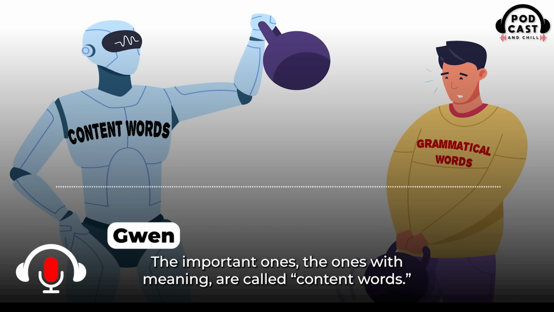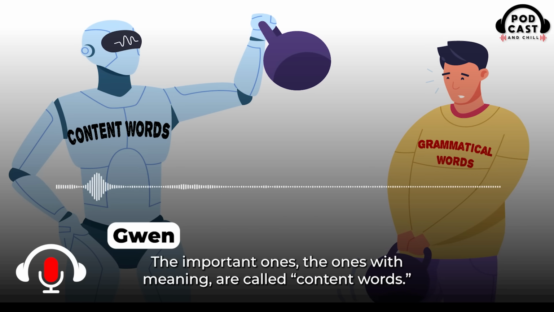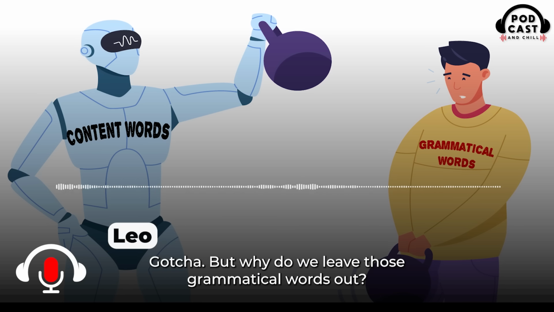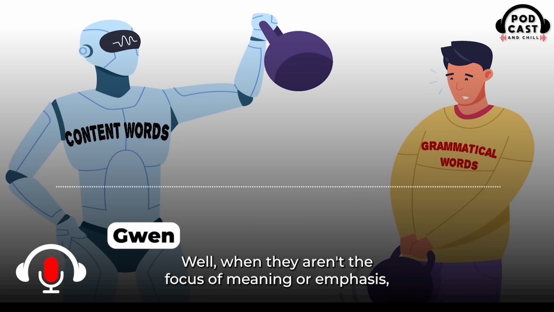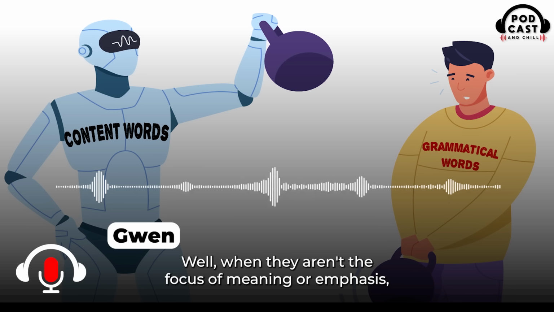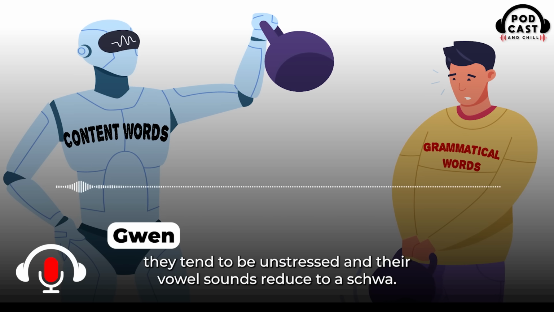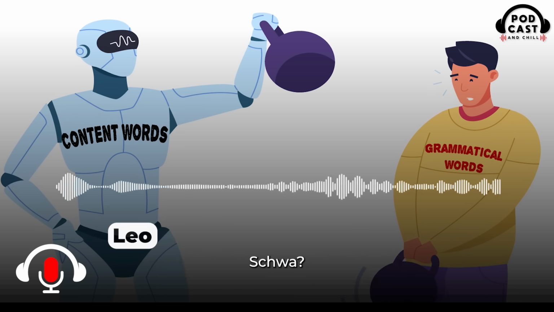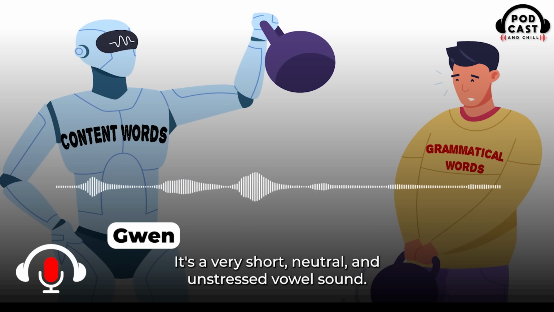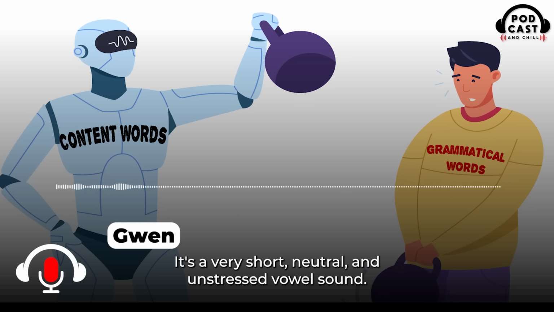The important ones, the ones with meaning, are called content words. Gotcha. But why do we leave those grammatical words out? Well, when they aren't the focus of meaning or emphasis, they tend to be unstressed and their vowel sounds reduced to a schwa. Schwa? It's a very short, neutral, and unstressed vowel sound.